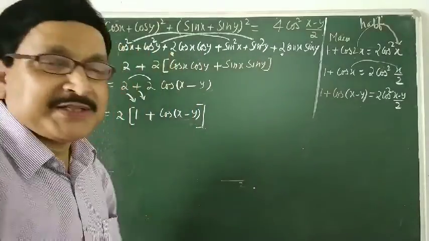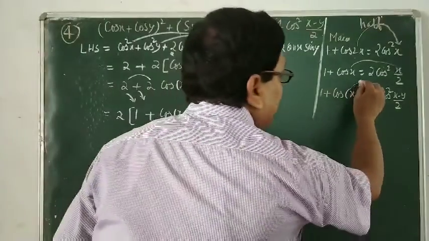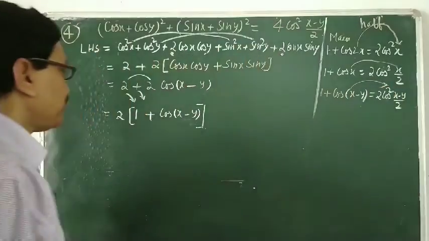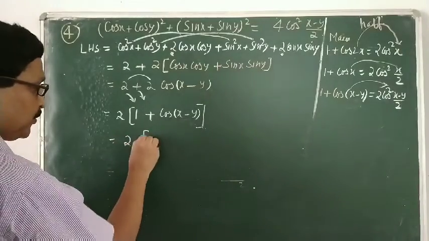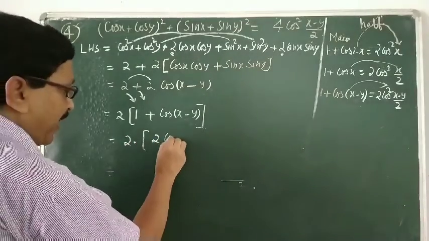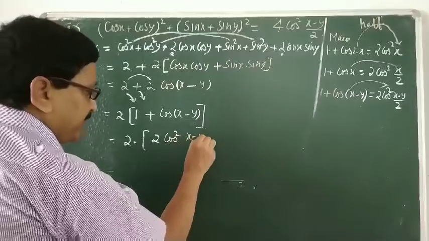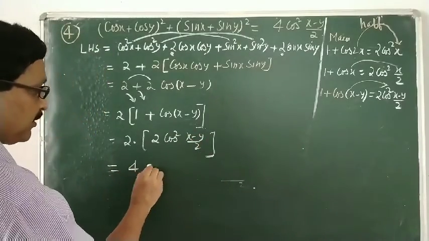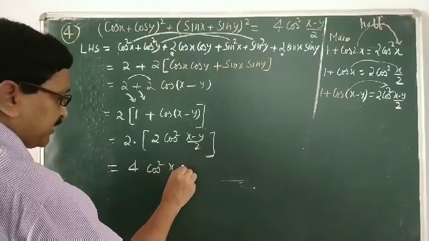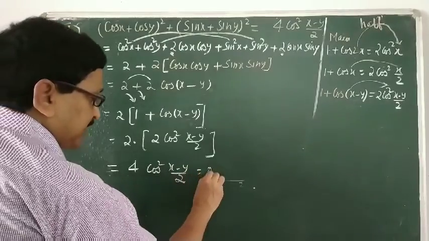Whatever angle you take, the half will be the response in the RHS. So this is 2 into 2 cos square (x minus y) by 2. So finally we have proved this: 4 cos square (x minus y) by 2 is the RHS.